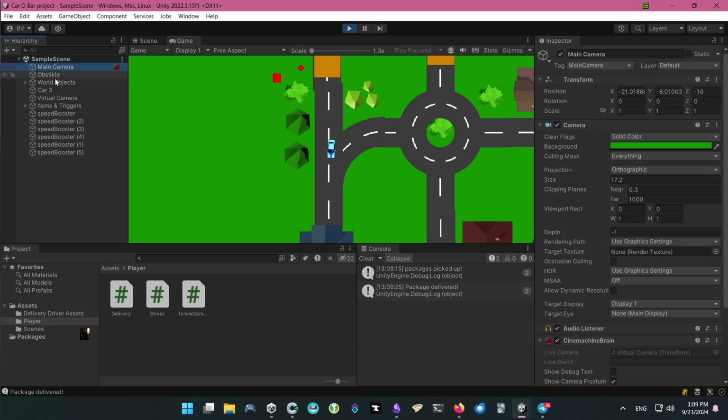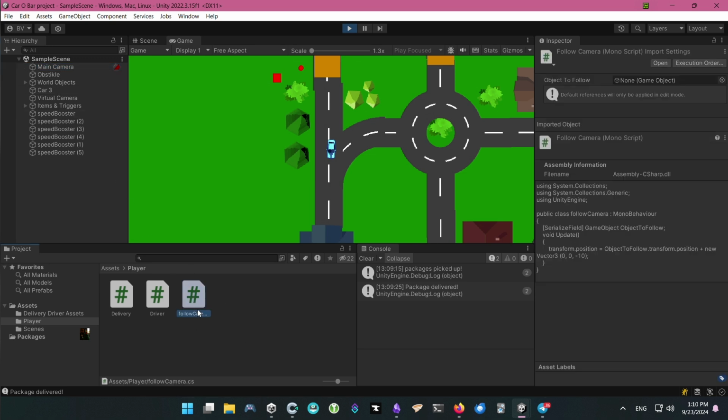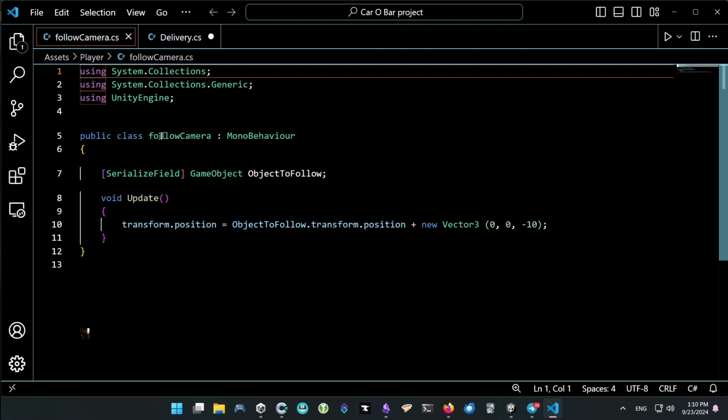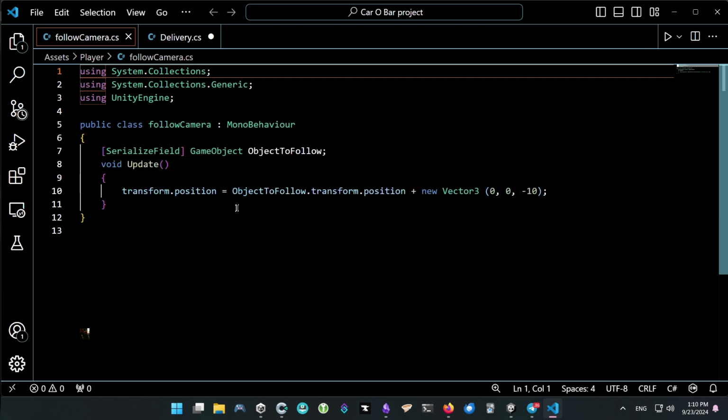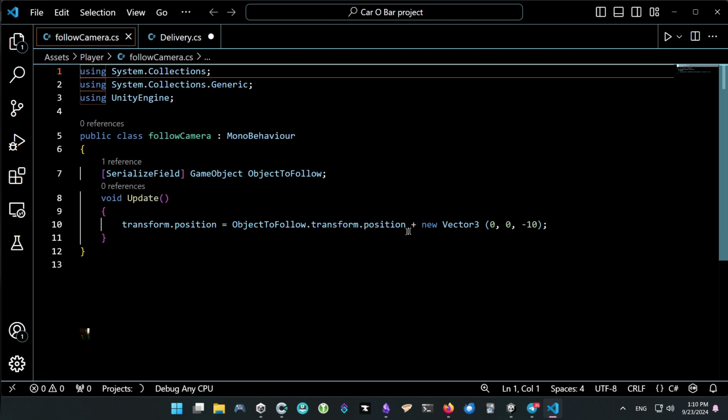I used the main camera. I didn't use Cinemachine in this one because they wanted to teach us how to do it with C Sharp code. This is nothing fancy, just standard transform position, object follow, transform position, new Vector, something, something. And well, I had no idea at first, but I'm learning.